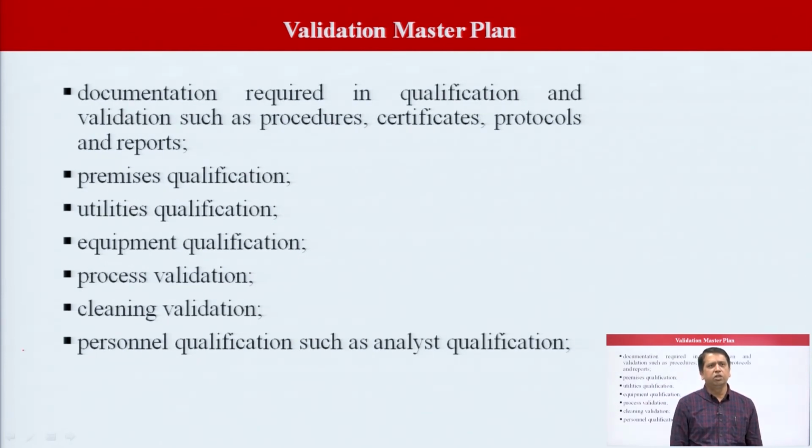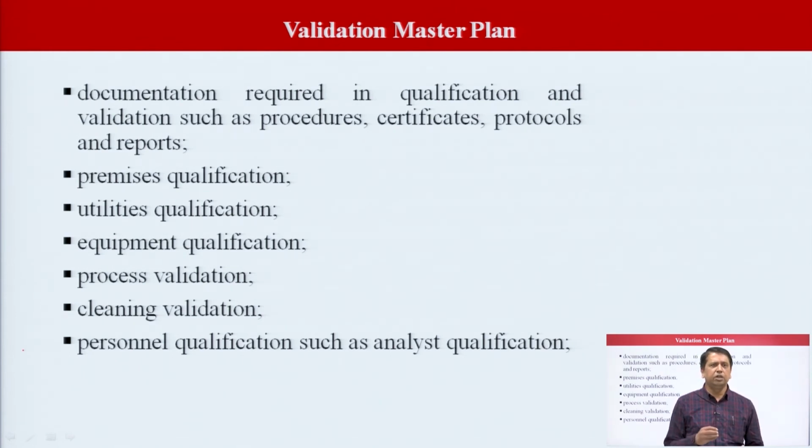Another few more things are there. The documentation required in the qualification and validation such as procedures, certificates, protocols and reports. Next thing is the premises qualification, utilities qualification, equipment qualification, process validation, cleaning validation and personnel qualifications such as analyst qualification. So, these all are the things also included in this validation master plan.